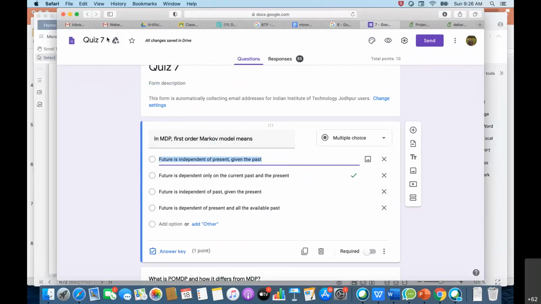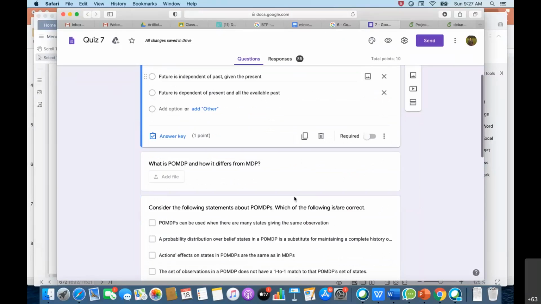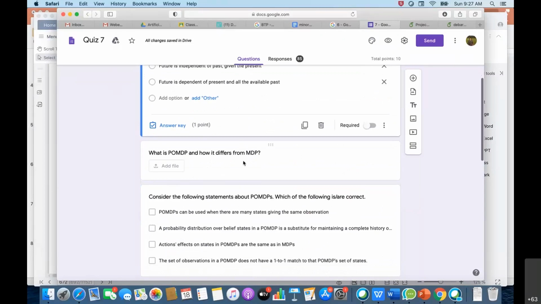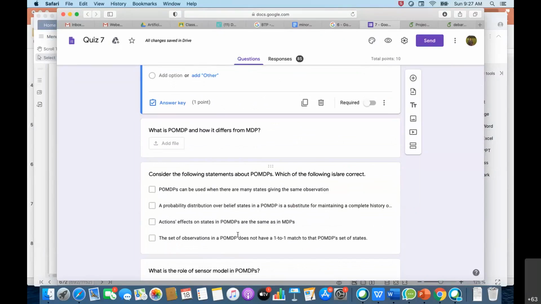The first question was, in MDP, first order Markov model means that the future is dependent only on the current state, and not the past and the present. Okay, it is a Markov model. Then what is POMDP and how does it differ from MDP? That I think you can write. I have already discussed why it is partially observable, what the unknowns here are, and how it differs from conventional MDPs.